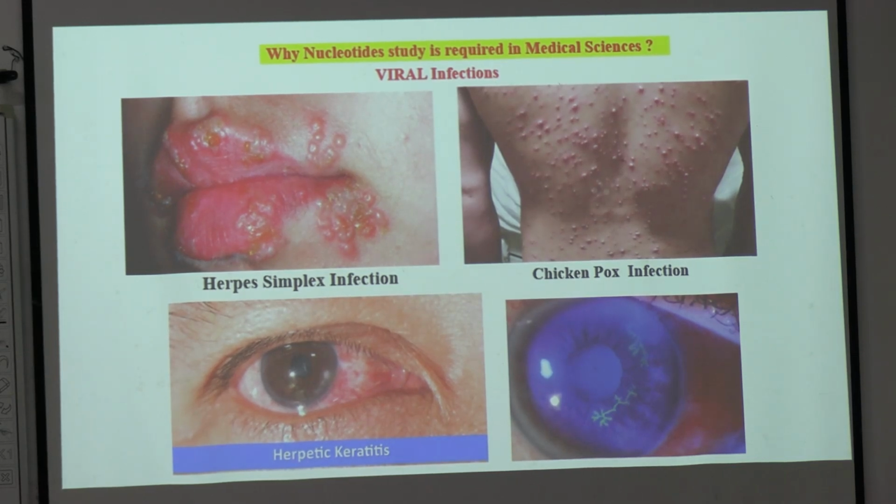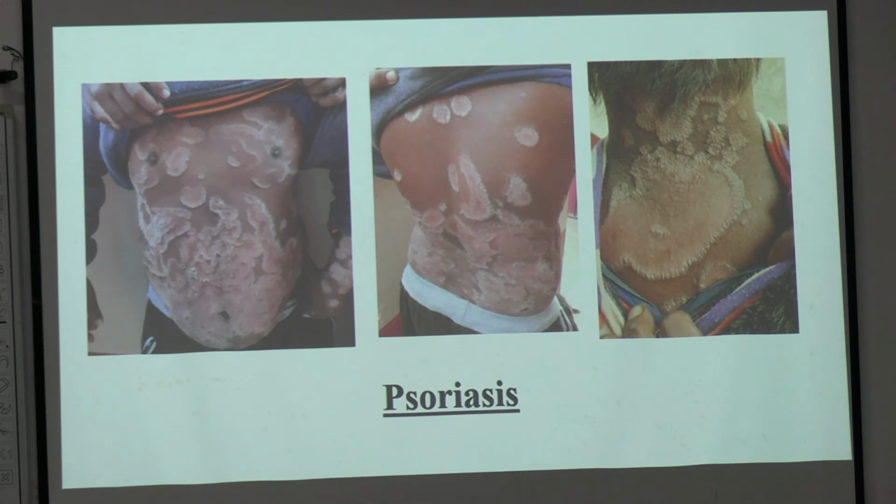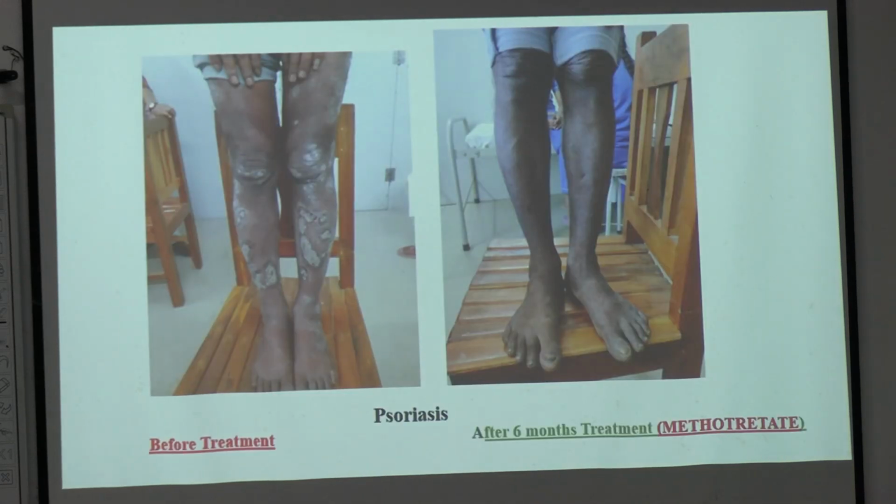So, for another condition, psoriasis, extensive psoriasis of the body. This patient is from the OPD. He attended the medical OPD last week, and I took the photograph. This was the photograph when the treatment was not started. The patient came for the first time, and after treatment with methotrexate, which is a synthetic analog of a nucleotide, I will tell you, you can see the response.